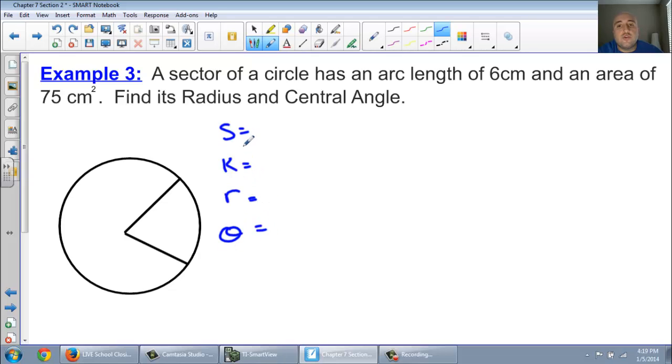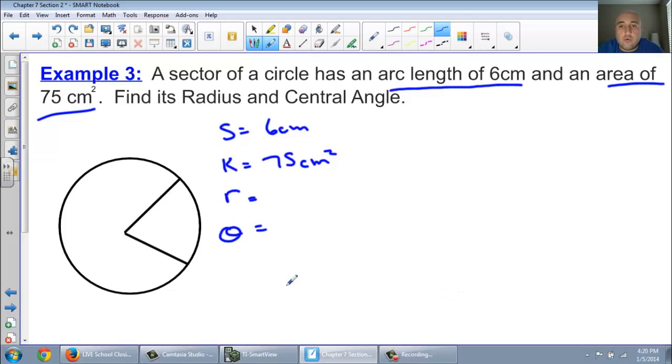Okay, let's figure out what our two knowns are. It says we have an arc length of 6 centimeters. Arc length is S, so I'm going to add that in there. So we know S. Now, we also have an area of 75 centimeters squared. So we already know S and K. We now need to find R and theta.